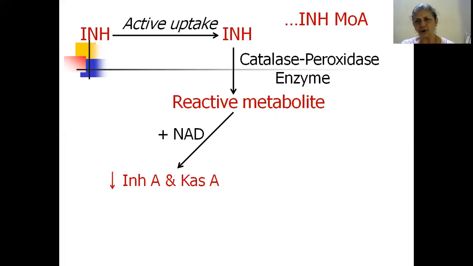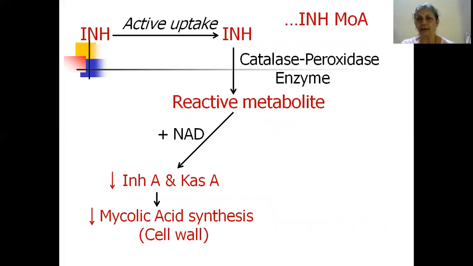These reactive metabolites can interact and form an adduct with NAD as well as with NADPH. The adduct formed with NAD can bind with and interfere with the action of two proteins important in the manufacturing of mycolic acid, INHA and KasA. Both these proteins are required in the manufacturing process of mycolic acid. So by binding with these and interfering with their action, mycolic acid synthesis is interfered with, so the proper cell wall will not be formed.